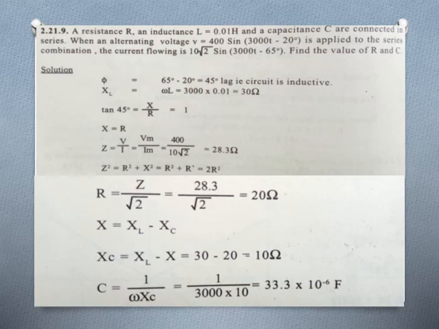The net reactance, we have understood it as XL minus XC. So what will be XC? XL minus X. That is 30 minus 20. So that is equal to 10 ohm. If you have XC, then you can calculate C. 1 by XC omega. So from there you will get the magnitude of the capacitance. 33.3 times 10 raised to minus 6 farad or 33.3 microfarad.